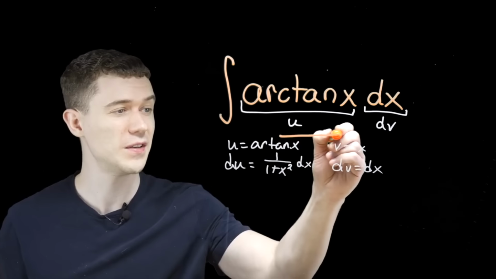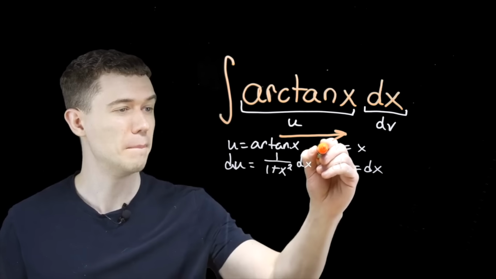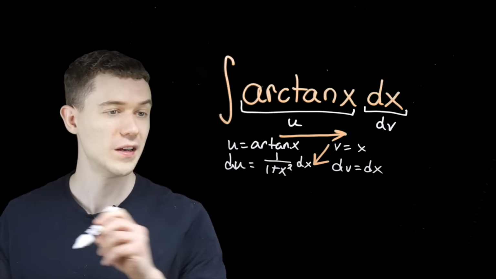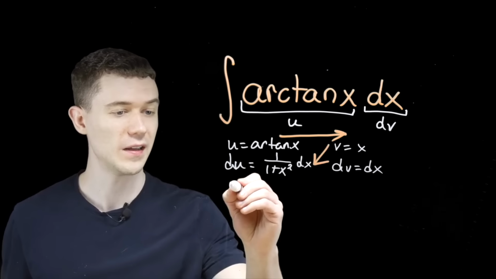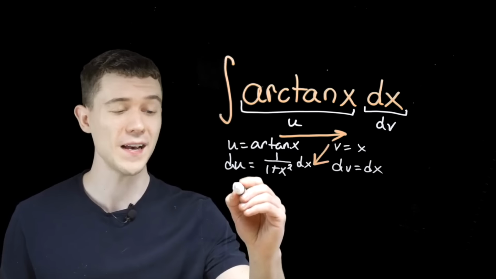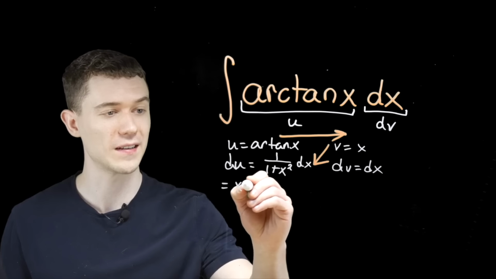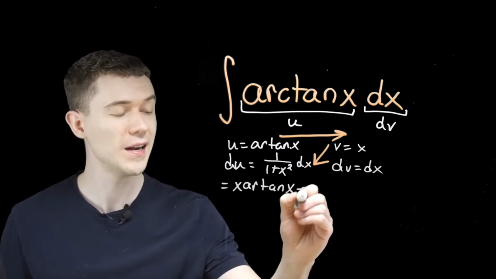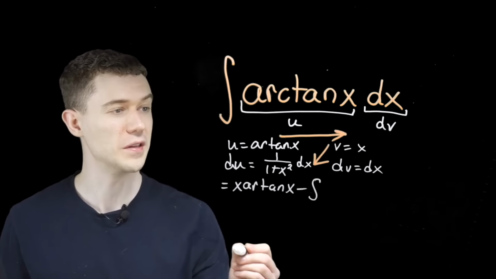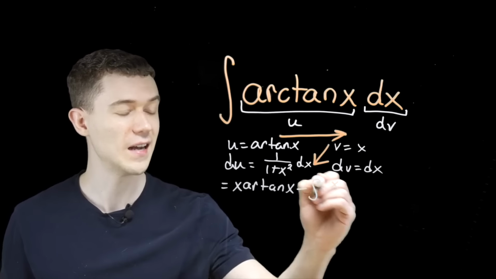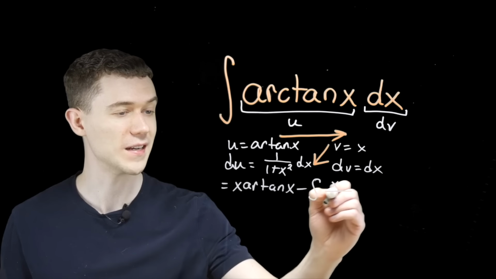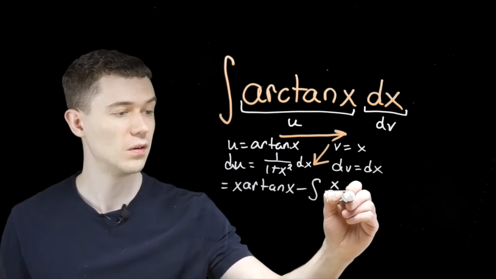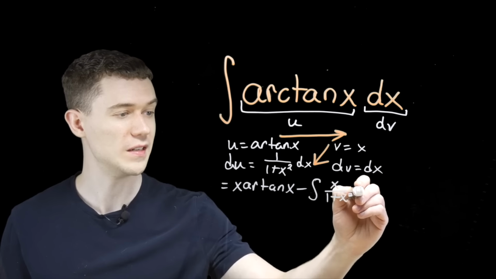It's u times v, so I do an arrow that way, minus the integral of v du. I do a little arrow that way. So it's u times v. That would be arctan x times x. I'll simply write this as x arctan x. Looks a little bit better. And then it's minus the integral of the arrow going the other way. That's x times 1 over 1 plus x squared, or I'll just say x over 1 plus x squared dx.